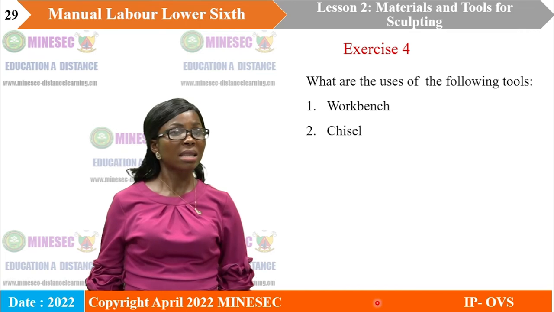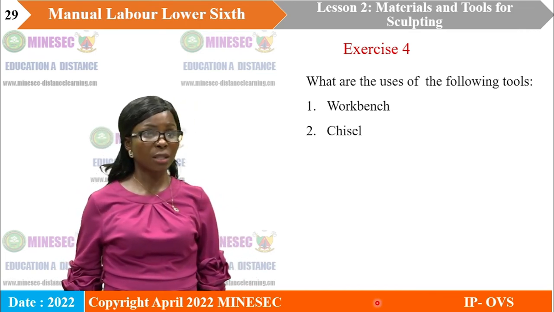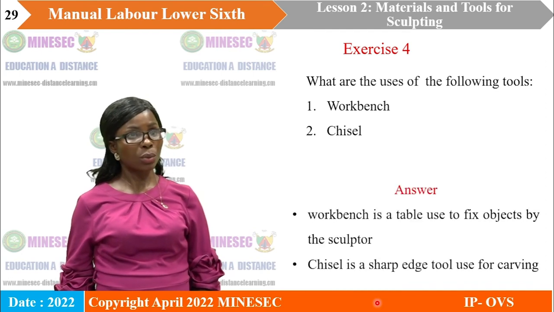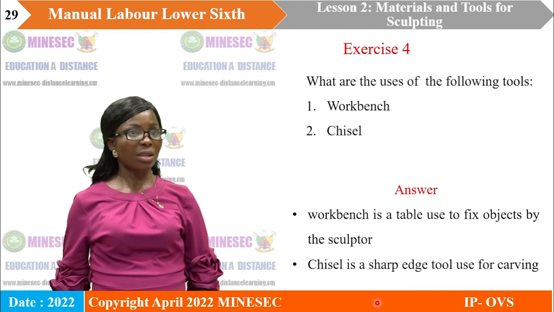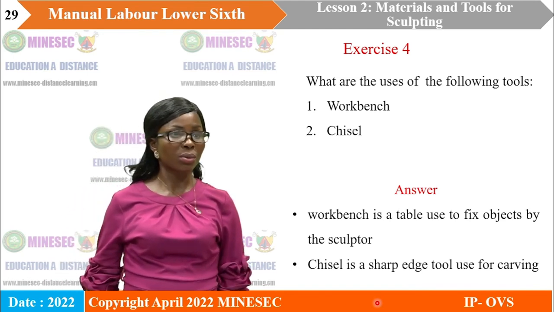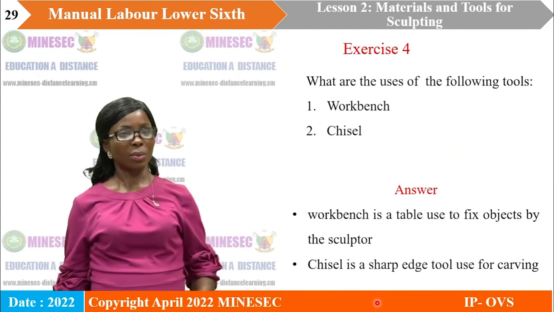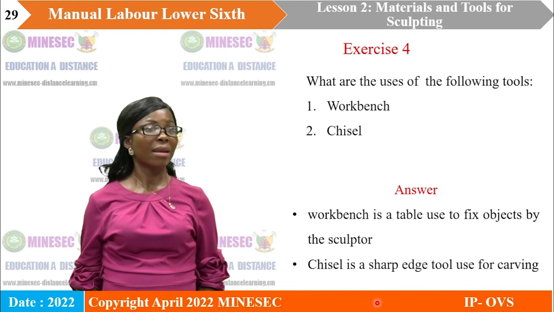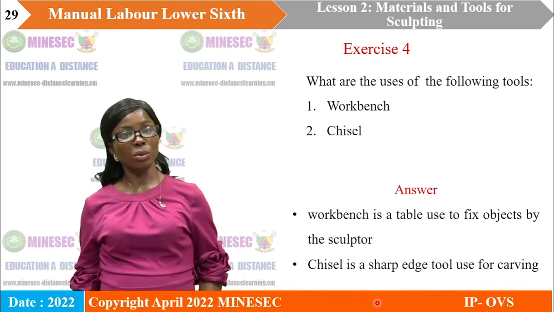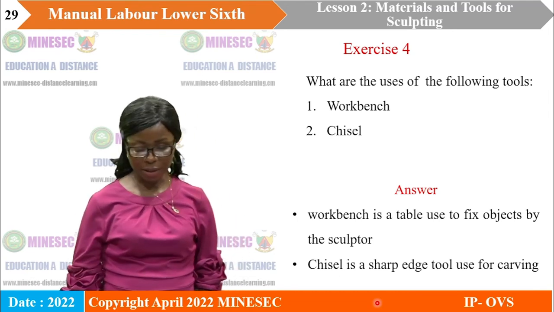Now, exercise four. We move to the next question, which is exercise four. What are the uses of the following tools? One, the workbench, and two, a chisel. We all know the workbench is a table used to fix objects by the sculptor. And a chisel is a sharp-edged tool used for carving.